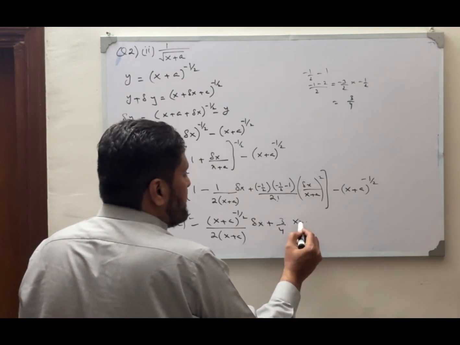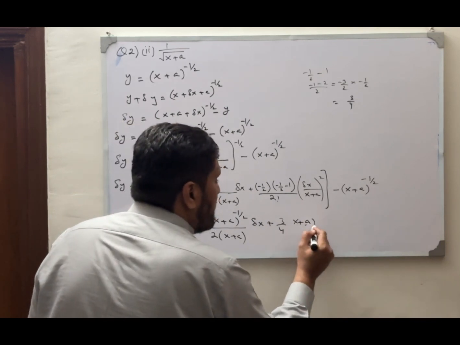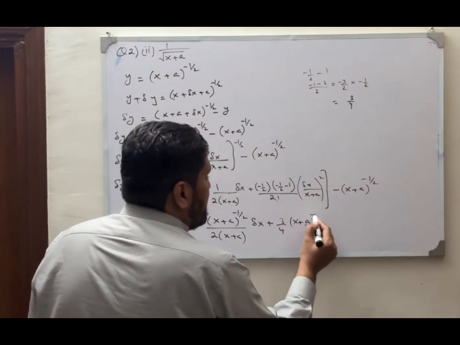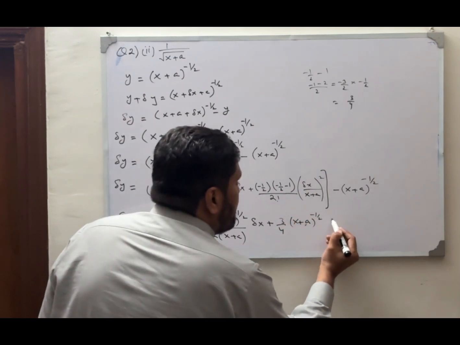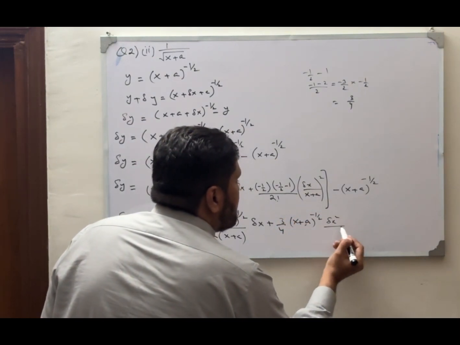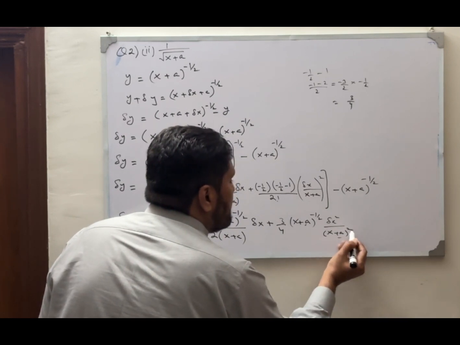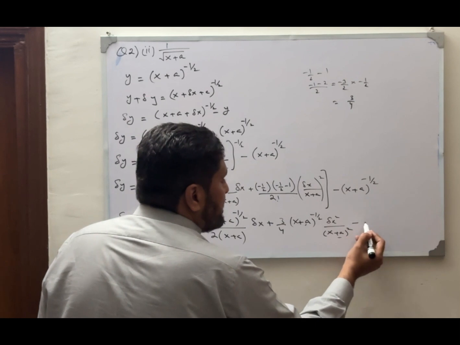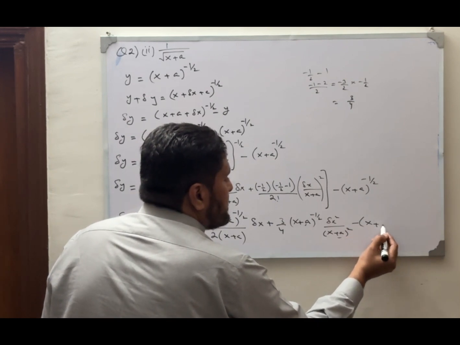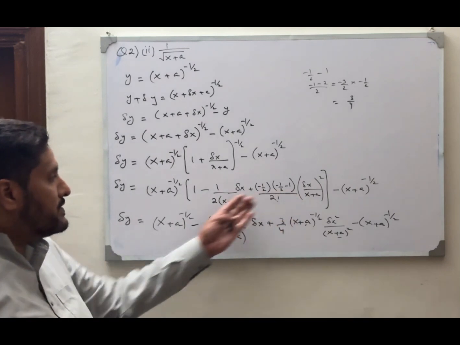(x + a) power minus 1 by 2 into delta x square, whole divided by (x + a) power 2, and the last term minus (x + a) power minus 1 by 2. So we have simplified this one.